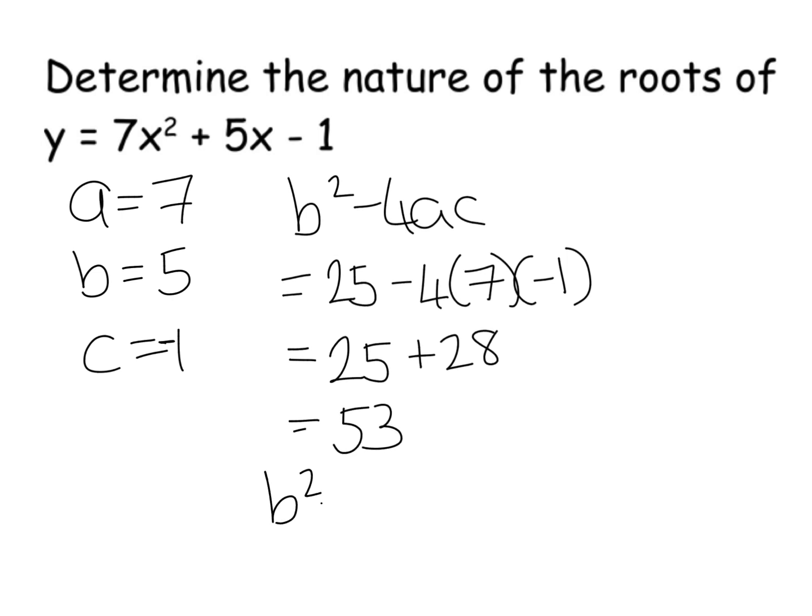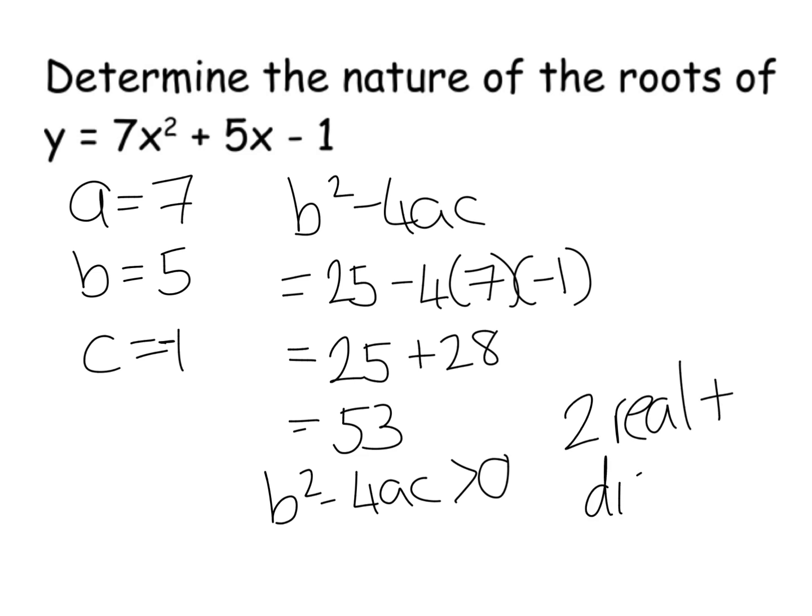This time, B squared minus 4AC is positive. So my quadratic formula would work, and I would come out with 2 answers. So this has 2 real and distinct roots. Distinct just means 2 completely different answers, like minus 3.4 and 1.8. So it's got 2 real and distinct roots.